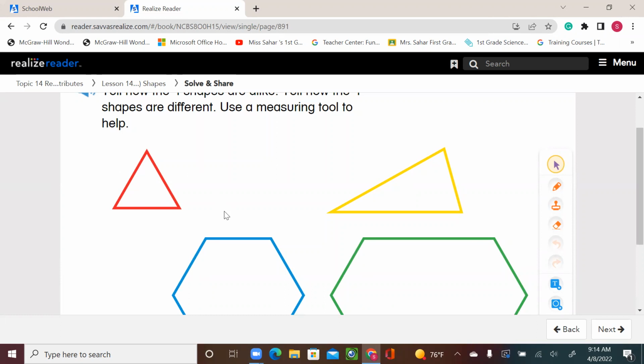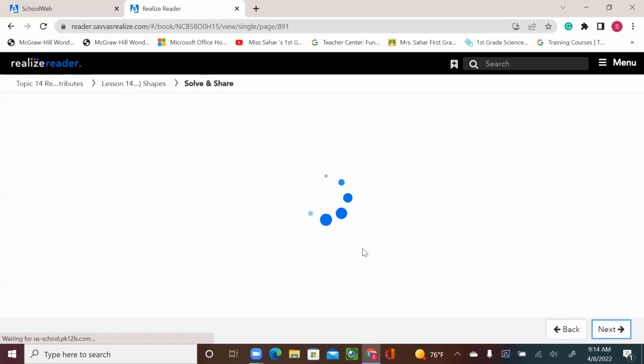But we can at least just say a few things that are obvious. We can see that all shapes have straight sides. They also have corners, and they have vertices. We're going to learn all this in our video. Let's start.